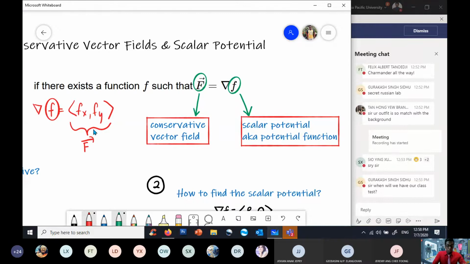Now, it all starts with a vector function. From a vector function, you can determine whether the vector function is conservative or not.